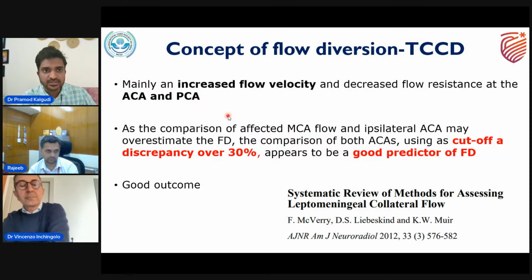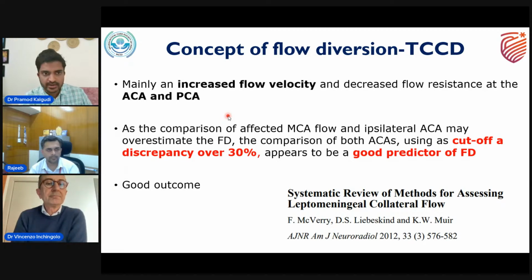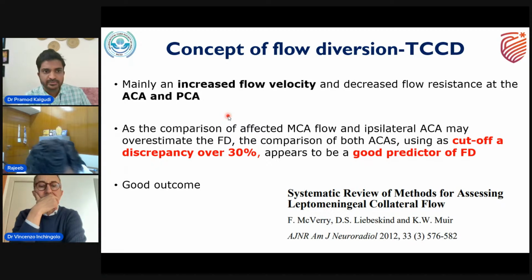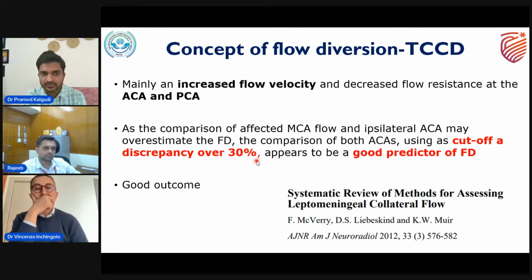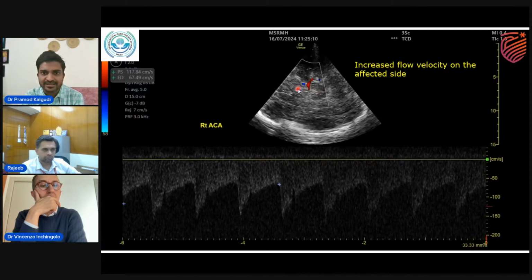Apart from looking at direct signs of occlusion, there is a concept called flow diversion, which tells us what the flows are in the collaterals. So this will tell us if there is any increase in flow velocities of the ACA and PCA. For example, if the MCA is occluded and there is an ipsilateral increase in ACA and PCA, that tells us that there is good flow diversion to compensate for the stroke and keep the brain from going into infarction. The cutoff for this is a discrepancy over 30%, which has been found to be a good predictor of flow diversion having a good outcome, especially in MCA strokes. So this is the same patient who had an increase in ACA territory flows, with peak systolic flow around 117.